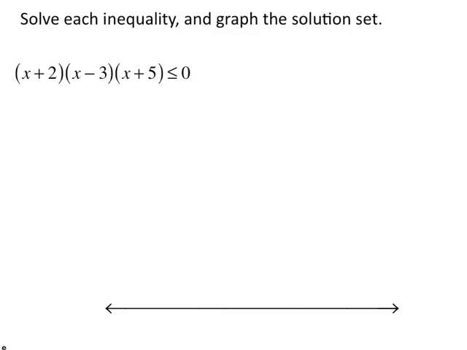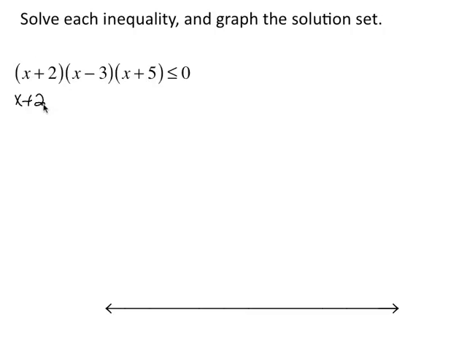Solve each inequality and graph the solution set. So recall that to determine our x-intercepts, we have to factor the left-hand side and set each of those factors equal to 0. In this case, they've already factored it for us. So we're going to let each of these factors equal 0 and then solve for the variable.